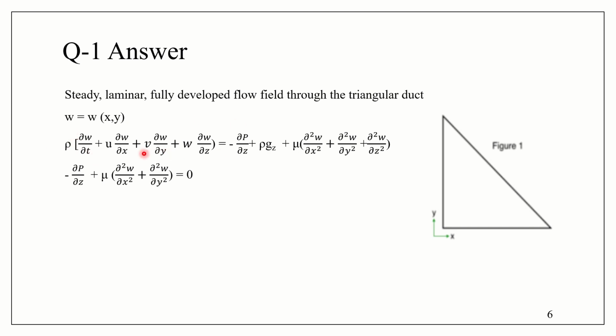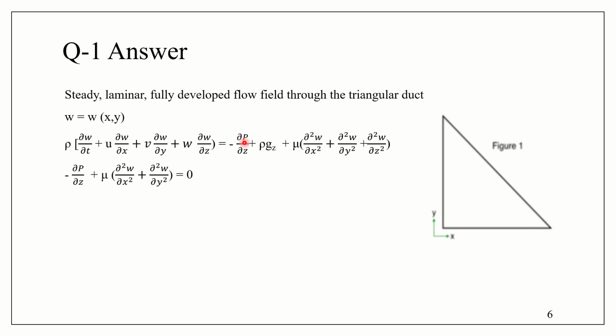What terms would be remaining over here? w is a function of x and y, u is 0, v is 0, and it is a steady state. So the time term becomes 0, u becomes 0, v becomes 0, and w is not a function of z, so on the LHS everything becomes 0.